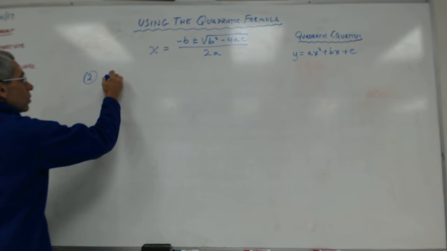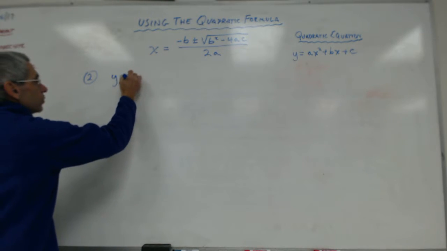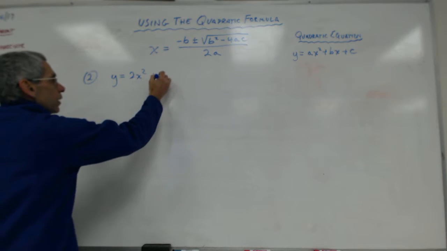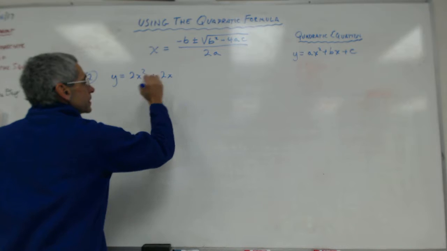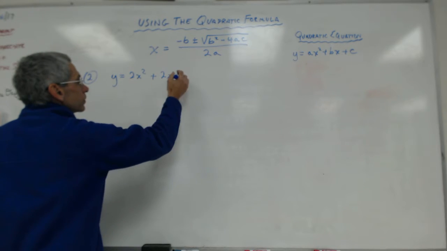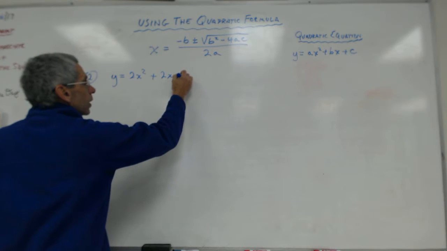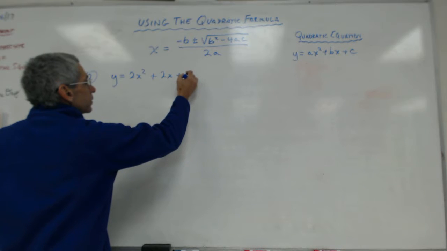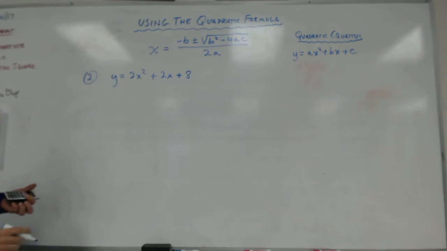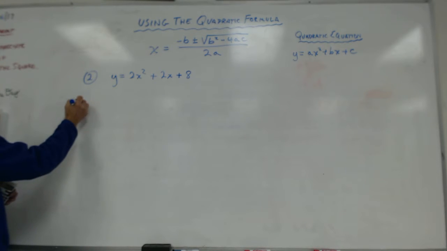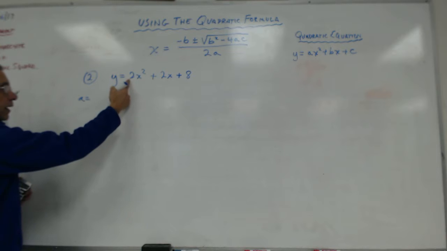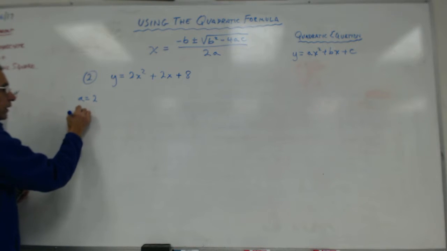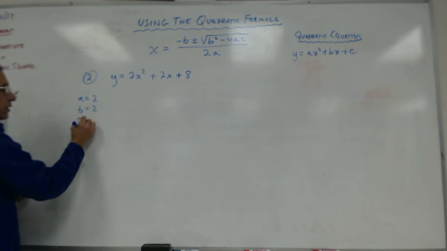Okay, how about we just get all your right states one, Jake? So y is equal to 2x squared plus 2x plus 8. Okay, here we go. What is A? A is a number. A is 2. B is 2. C is 8.